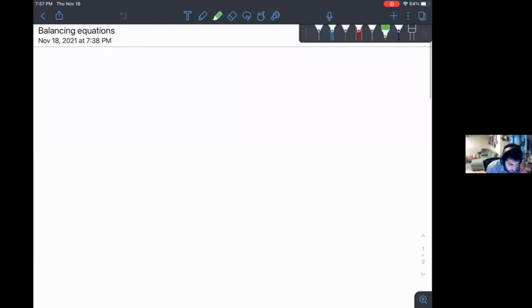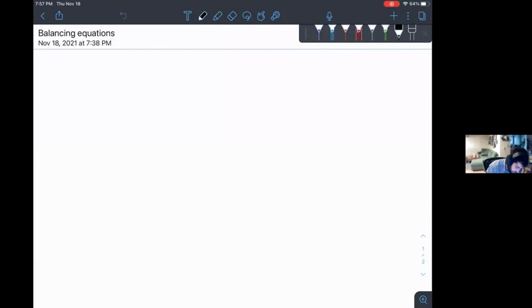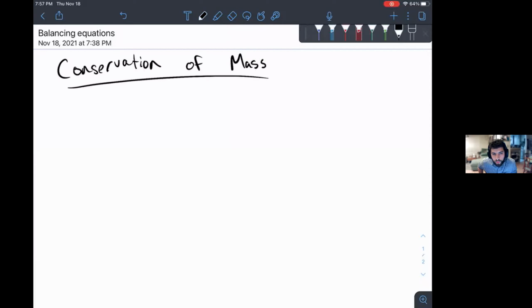All right, y'all. So today we're going to be talking about balancing chemical equations. But before we do, I just want to go over a point real quick called the conservation of mass, sometimes referred to as conservation of matter.